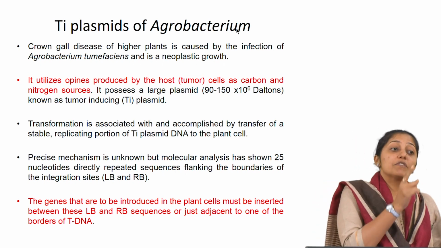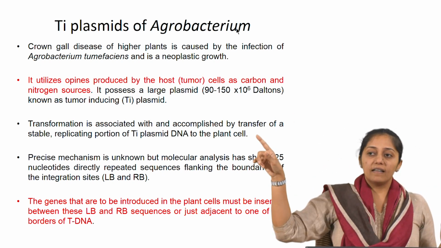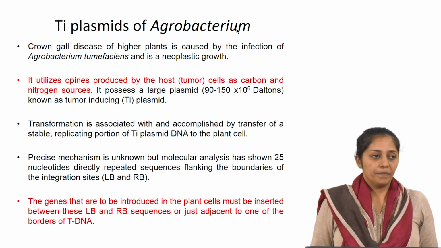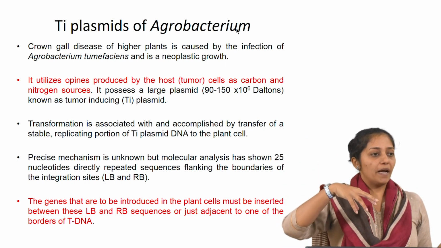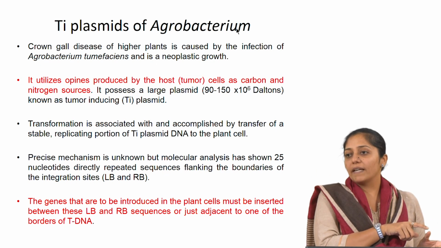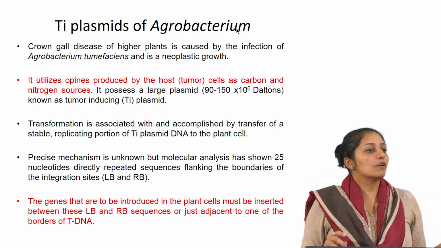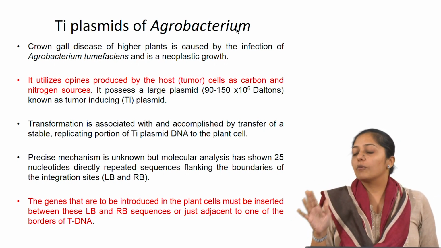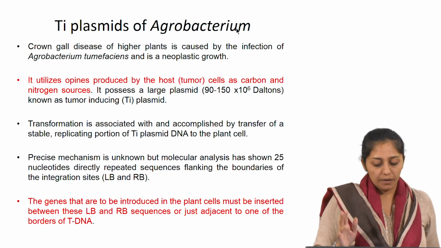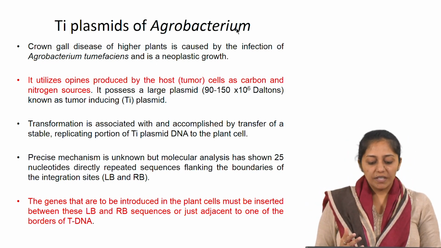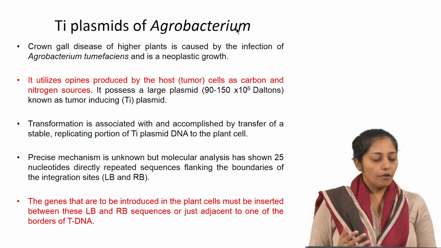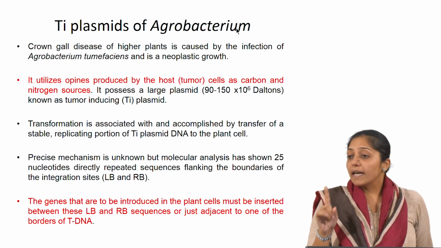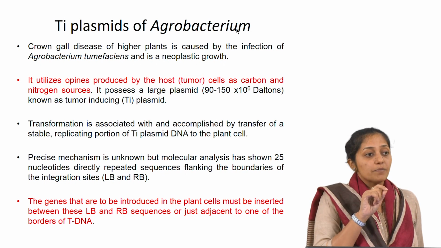And this TI plasmid which is there in the Agrobacterium, not everything is getting integrated. So in the rest of the plasmid, there are opine catabolism genes. Now once the plant produces these opines, they induce the opine catabolism genes present in the Agrobacterium TI plasmid, such that the Agrobacterium can use it. So in nature, Agrobacterium is a parasite for the plant. Transformation is associated with and accomplished by transfer of a stable replicating portion of TI plasmid DNA to the plant cell. So the replicating portion of the TI plasmid is your tDNA.